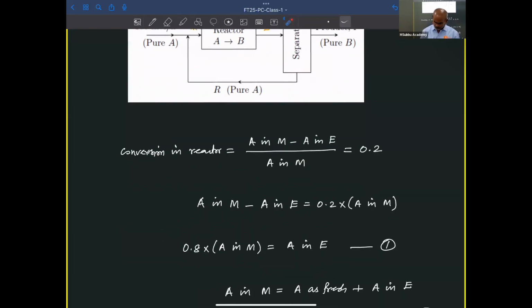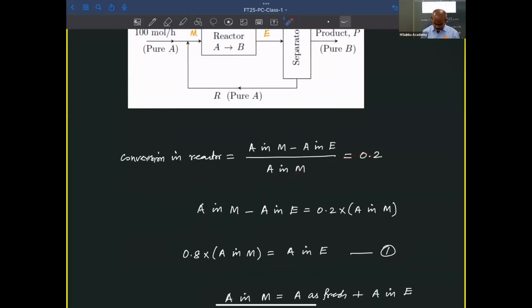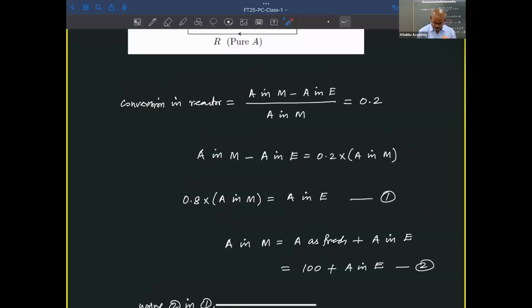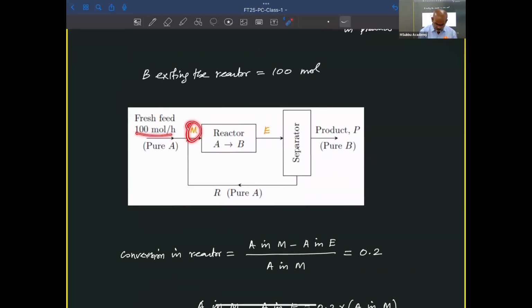We can rearrange this: you have A in M, and this is 0.2 times A in M. So 1 minus 0.2 gives 0.8, and that is equal to A in E. Okay, what is A in M? That we can also express in terms of these other streams.